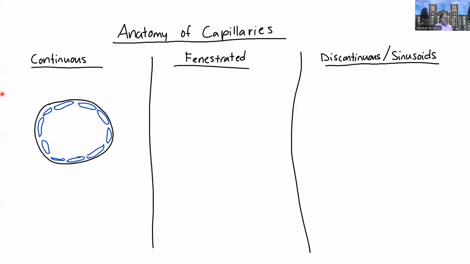So this is the structure of our continuous capillary. Let's talk about some of the features here. So it's a very narrow endothelial cell gap, right? So very, very tiny gap in between here. So narrow endothelial cell gap. A continuous basement membrane, right? So continuous.